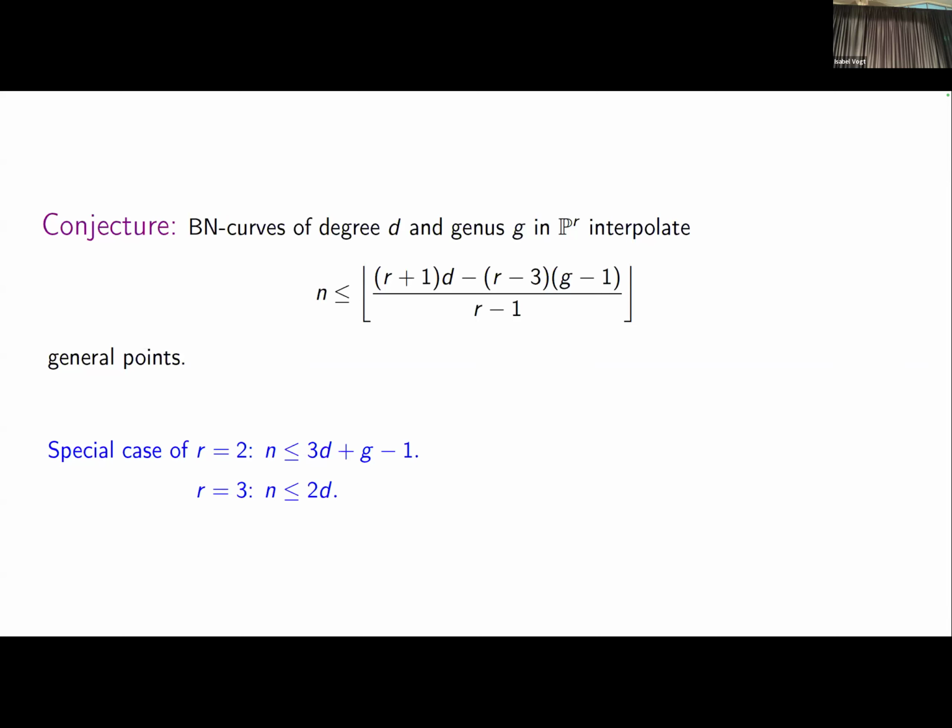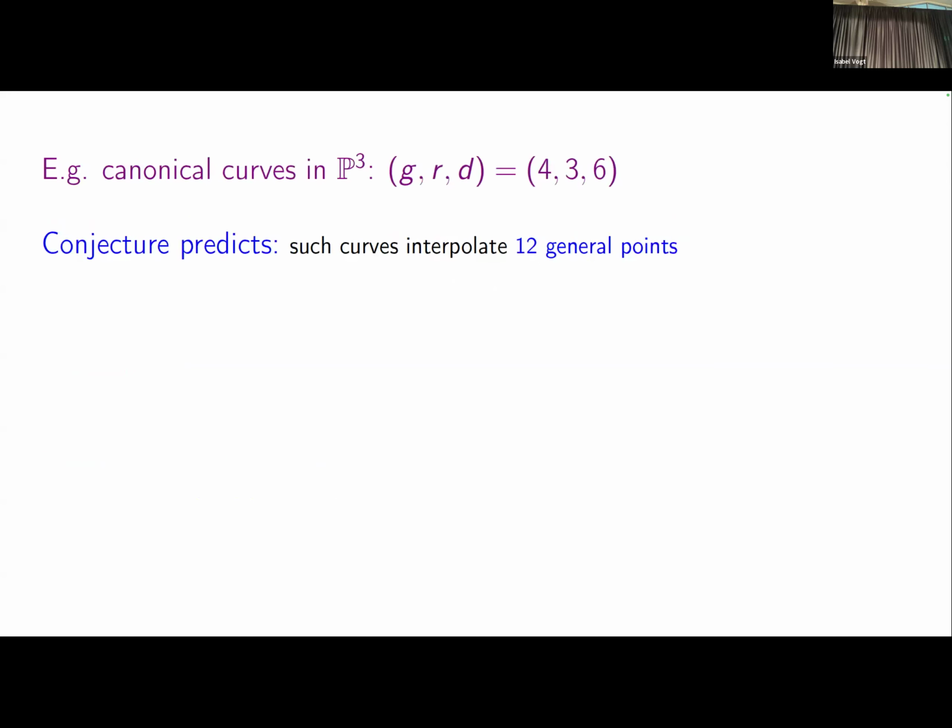All right, so I'd like to do an example. Does someone have a favorite? I'm nervous to ask this. Does someone have a favorite class of space curves? Okay, twisted cubics will come up at the end, but I'm going to do canonical curves. Canonical curves. So g, r, and d are 4, 3, 6. So the conjecture predicts twice the degree many points. So that's 12 general points.